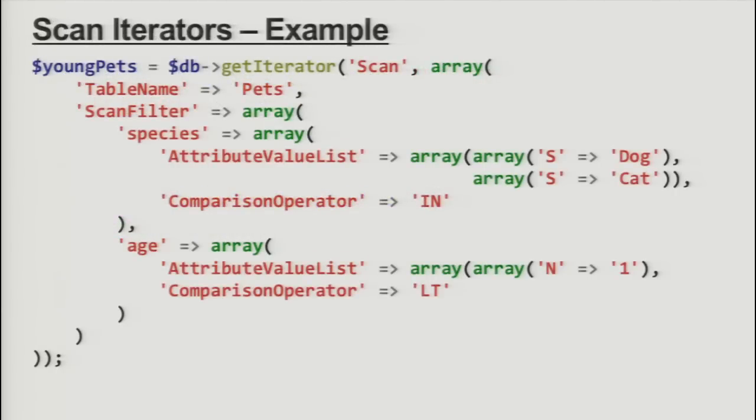And here's a little bit more of an in-depth example that shows one of the scan iterators we just talked about. And this is showing the younger pets. And again, we're passing in the name scan, and then we're passing our parameters to the operation. We're interacting with the pets table, and this is the cats and dogs with the comparison operator of in. Because we're using scan, we have a little bit more flexible operators. And the age is less than 1.